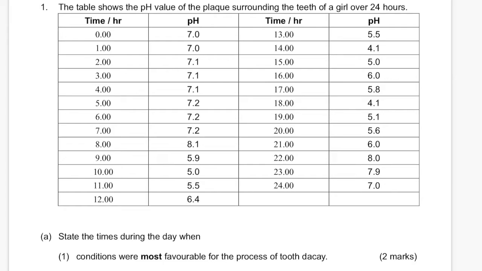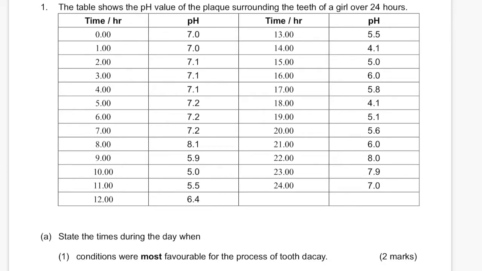This video explains the questions in the checkpoint for lesson 2. First one, the table shows the pH value of the plaque surrounding the teeth of a girl over 24 hours. For part A, it asks you to state the times during the day when, part 1, conditions were most favorable for the process of tooth decay.